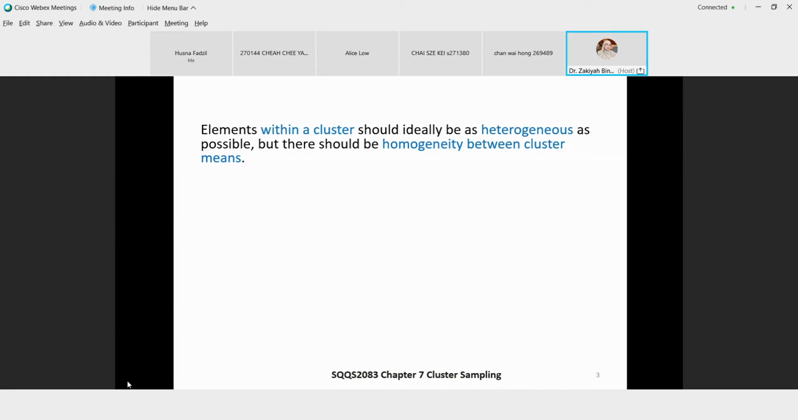From cluster 1 until cluster 10, in this particular example, if you were to compute the mean within each cluster, they should be about the same. So it's talking about homogeneity here. It's almost, it has similar characteristics from one cluster to another. Any questions so far?